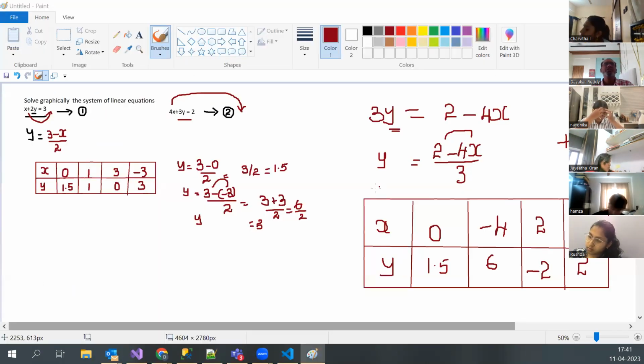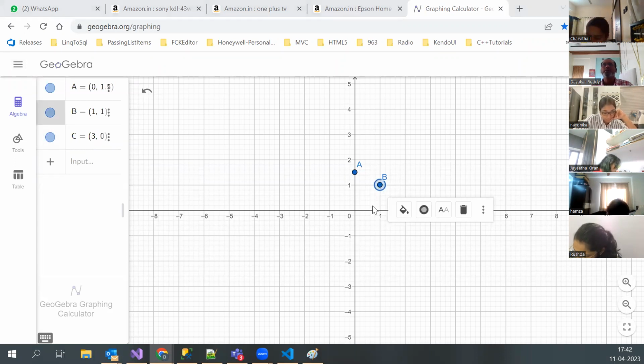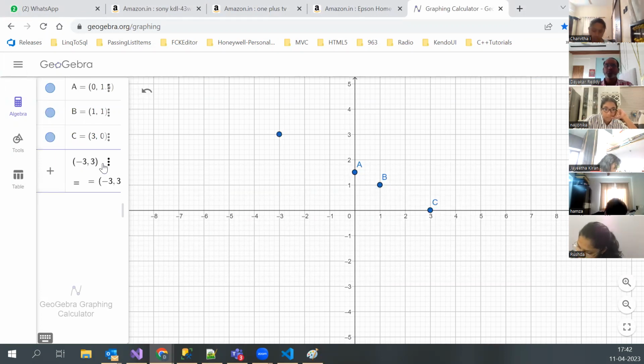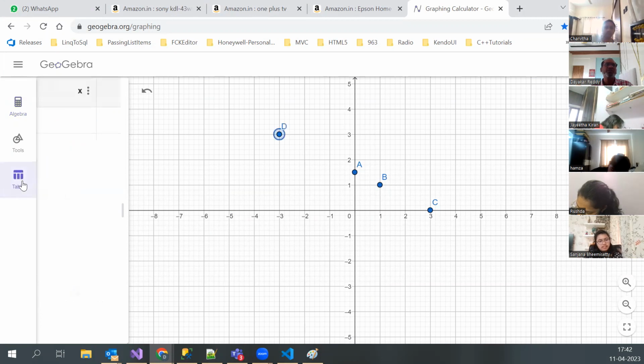Next one, 3, 0. So this is the point. Here it is a point. Next, minus 3, comma 3. So now we got a line. It is a straight line, right? So now we can draw the straight line.